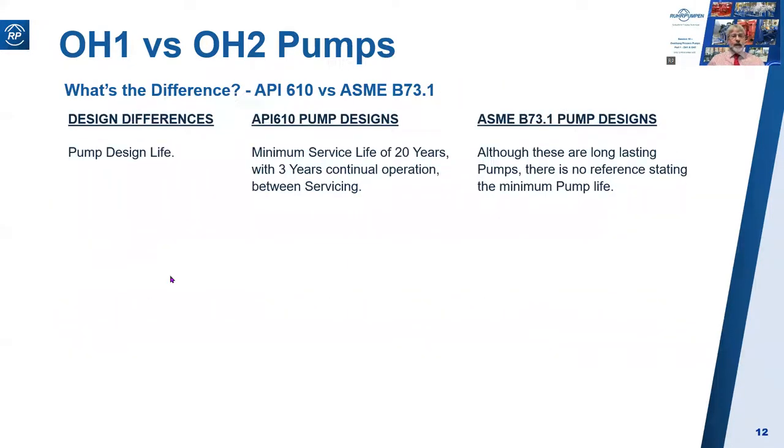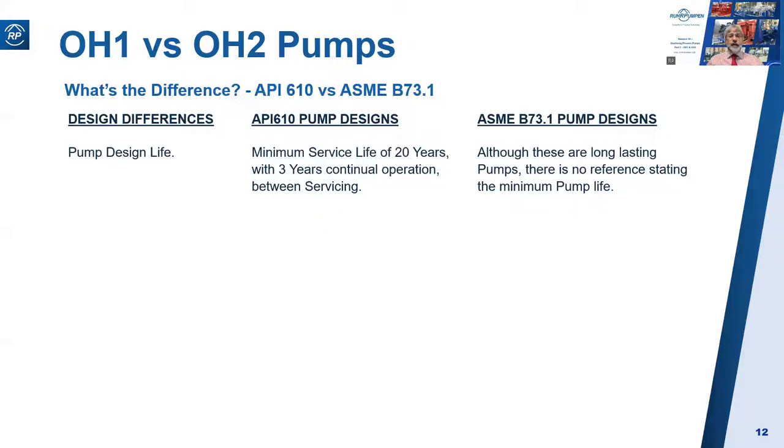So in a little more detail, what are the design differences? Well, pump design life. API 610 requires a minimum service life of 20 years and 3 years mean time between overhauls. ANSI B73.1 or ASME B73.1 doesn't have any specific requirements. They're long-lasting, rugged pumps, but no reference to requiring 20 years or 3 years MTBO.